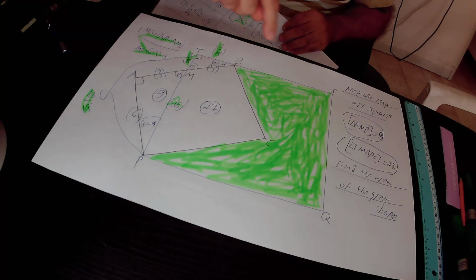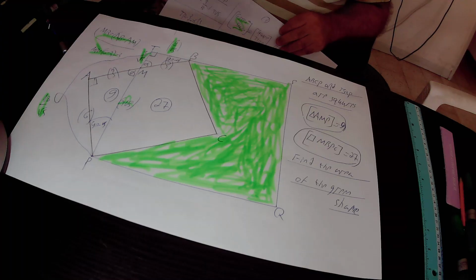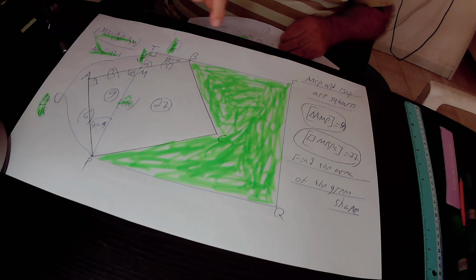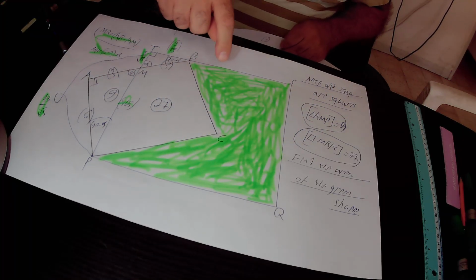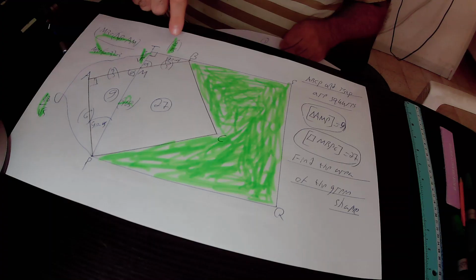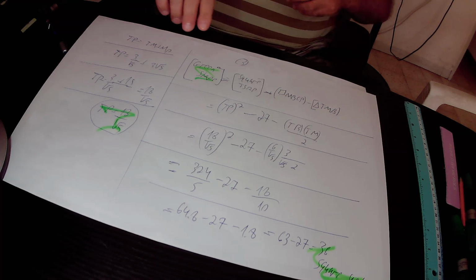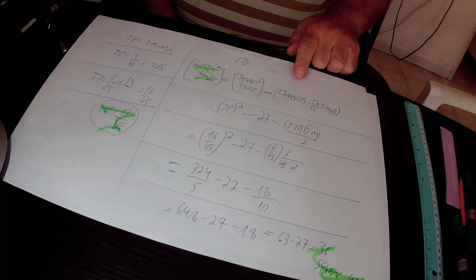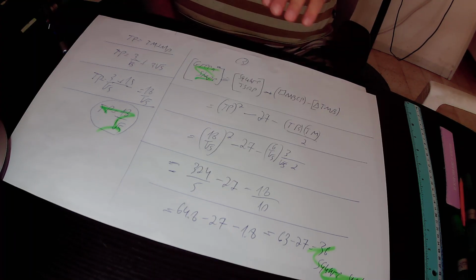Our task is to find the area of this green shape. From the drawing, it is very easy to see that the area of this green shape equals the area of the big square TSQP minus the area of this quadrangle MBCP minus the area of this small right triangle TMB.